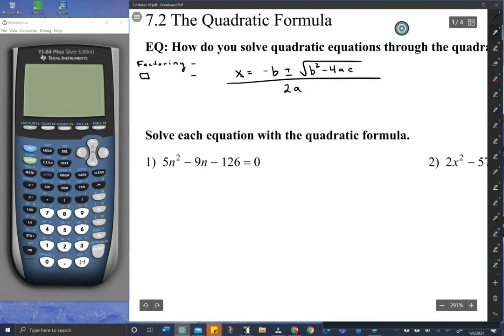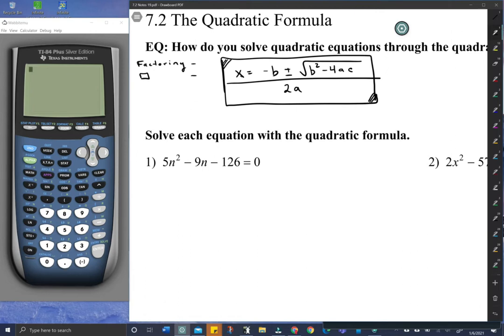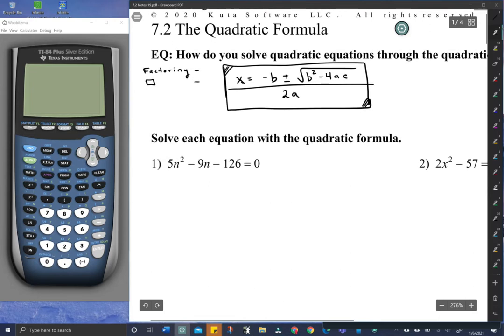So that's the formula. You will have it with you for the time being. You should be able to memorize it over time. There's some jingles and stuff online I can share with you. I don't have my own made up, but maybe I should. And that's it. Negative b plus or minus the square root of b squared minus 4ac, all over 2a.